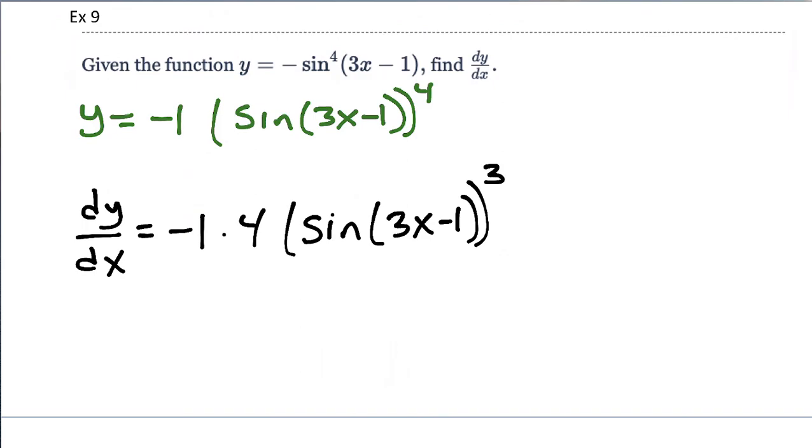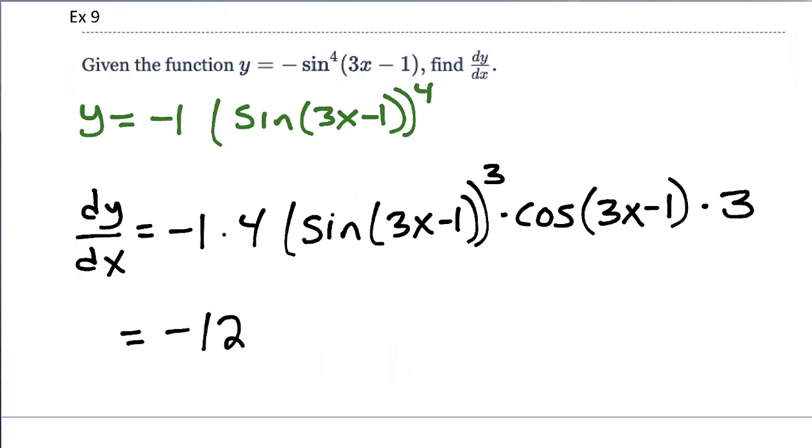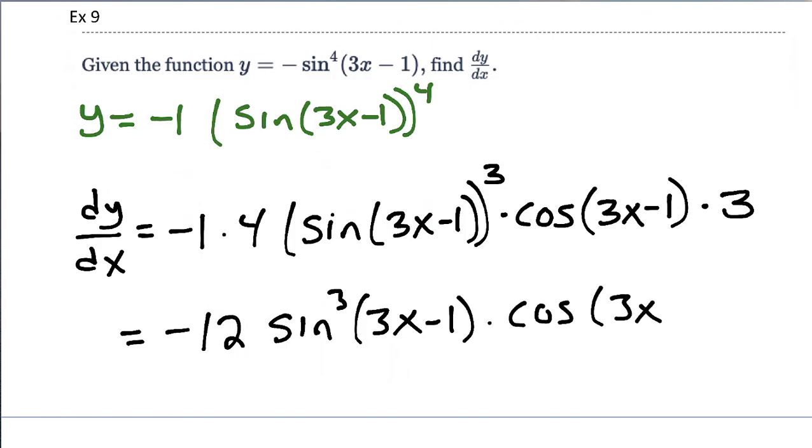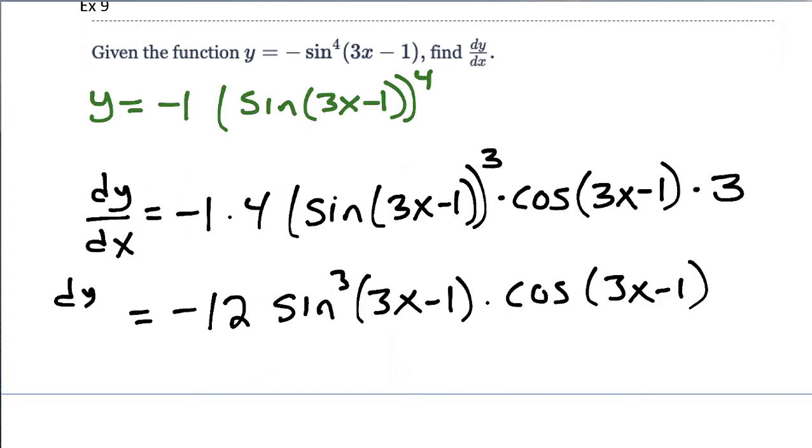Now I have to differentiate the sine. Derivative of sine is cosine. I leave the 3x minus 1 alone. Then I have to differentiate the 3x minus 1, which is 3. So, you know, a multiple choice might simplify this into negative 12 sine cubed of 3x minus 1 times cosine of 3x minus 1. There's probably a trig identity in there that we won't do, but there probably is one that when you go to college, your math professor will want you to do. But I'm just going to leave it like that. So this is dy/dx. So one or the other.